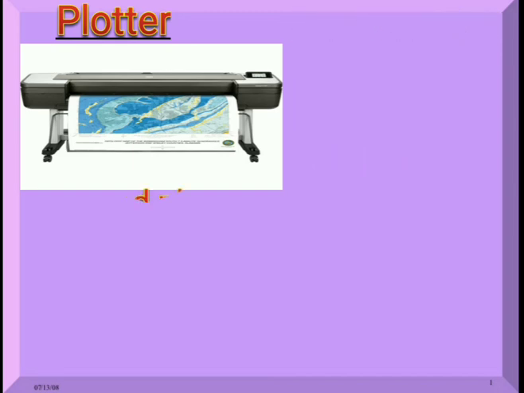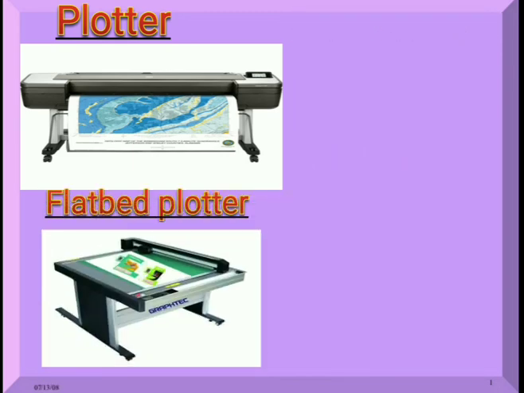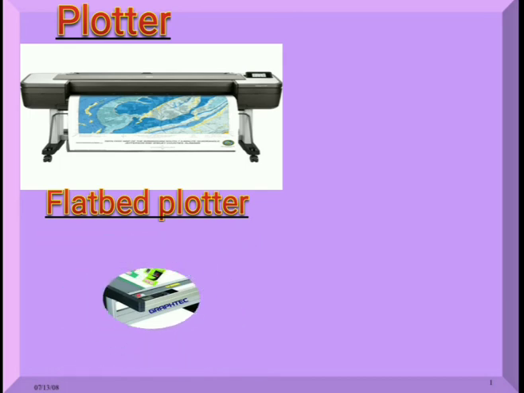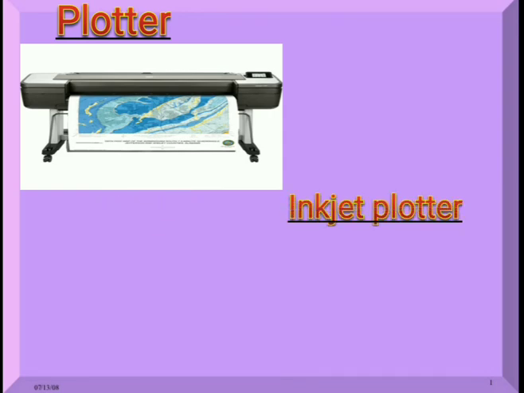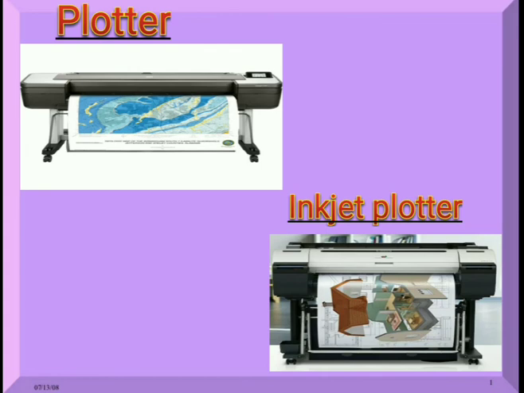Flatbed plotter. This plotter plots on a paper that is spread and fixed over a rectangular flatbed table. It is used in the design of cars, ships, aircrafts, buildings and highways. Inkjet plotter. This plotter creates an image by spraying small droplets of ink on the paper. It is used in designing banners, billboards, and road signs.